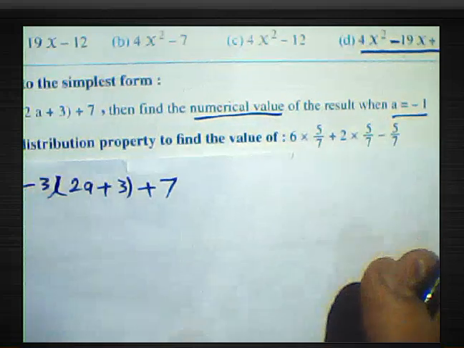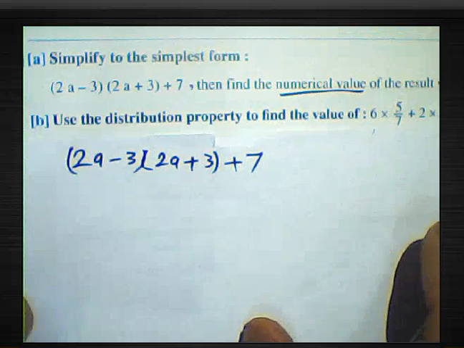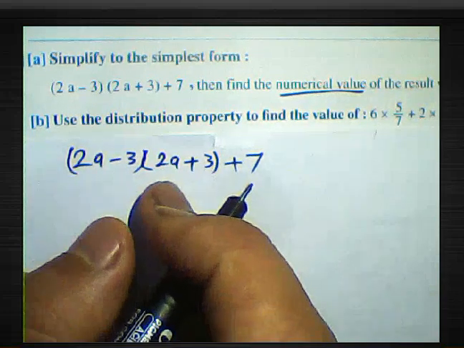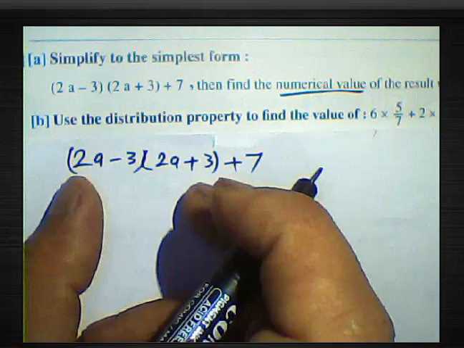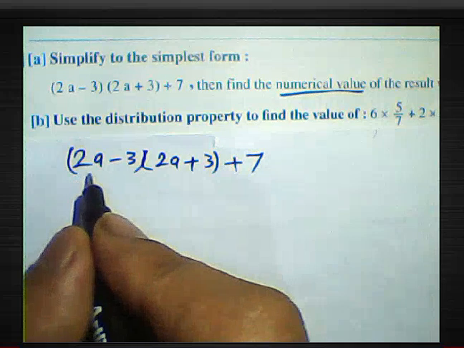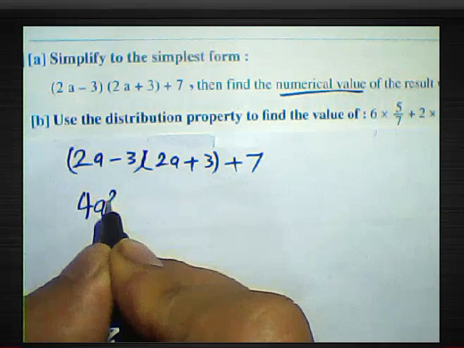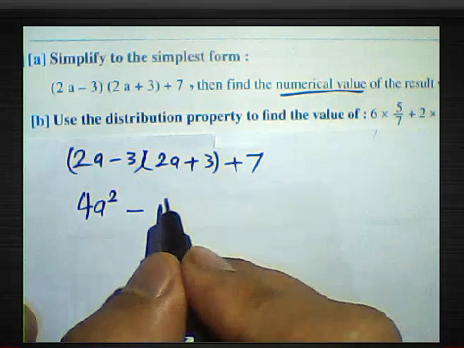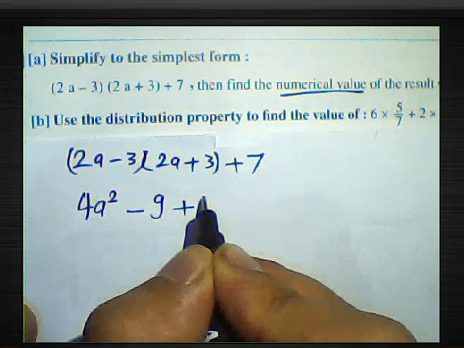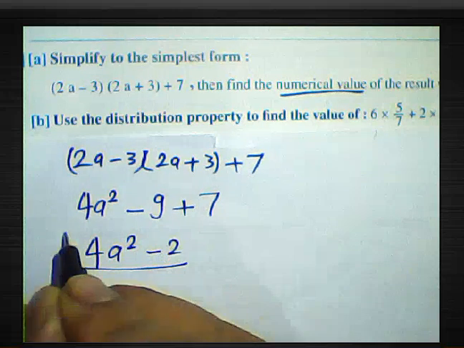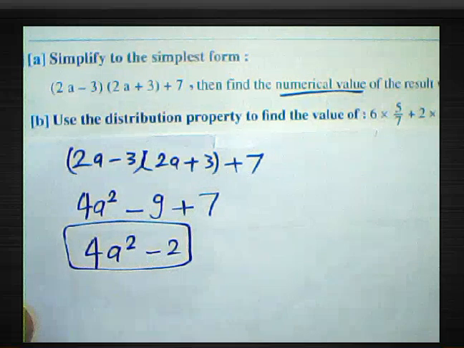Okay, first we can find the result of this example. It's very easy, because we have two terms here: first times first and second times second. We have conjugates. So we can find the result: first times first, 2a times 2a equals 4a power 2, subtract 3 times 3 equals 9, and the sign is negative here, plus 7. The result will be 4a power 2 minus 2.